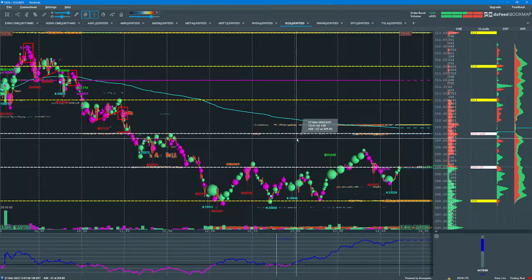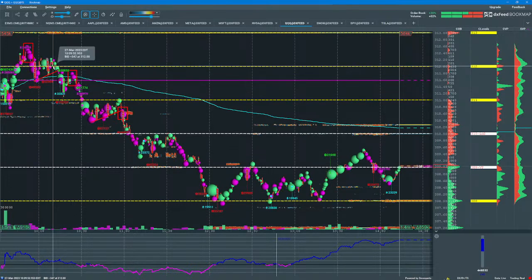All right, let's take a look at some other stocks. So those are the three that I had circled with red for a bearish setup.